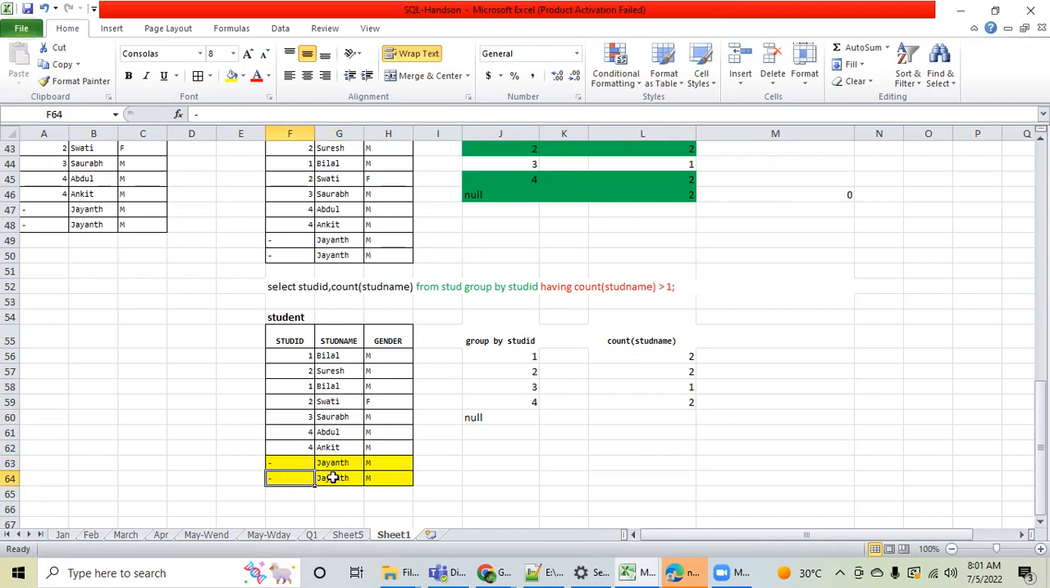For the next null, do you have any student name? Yes. So count of a student name will consider it? Yes, it will consider. 1 plus 1, 2. So 2. That is why even though the student ID is null, count of a student name is giving the output as 2, because count of a student name is concentrating on the student name column. It will check whether the value is there or not. So yes, here the value is present. That is why it is giving 2 as an output. Is this clear? Yeah.